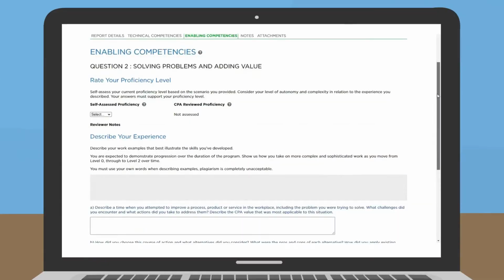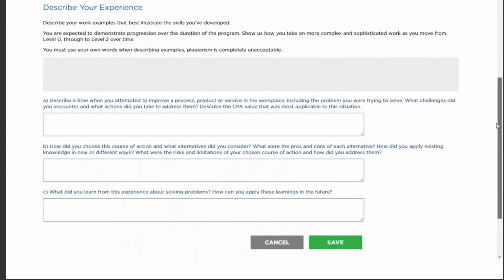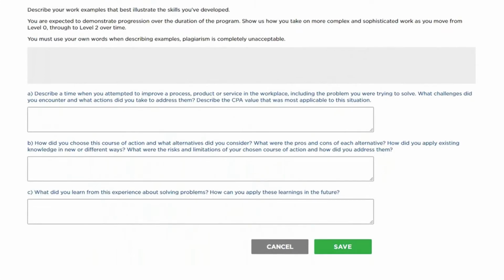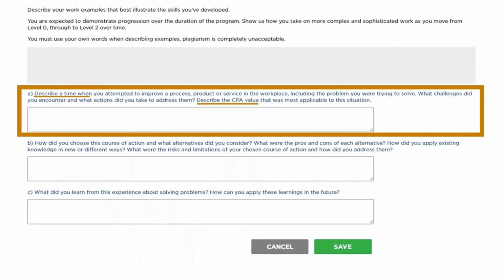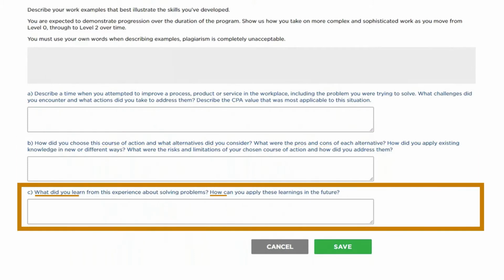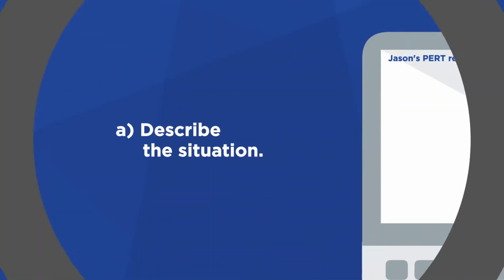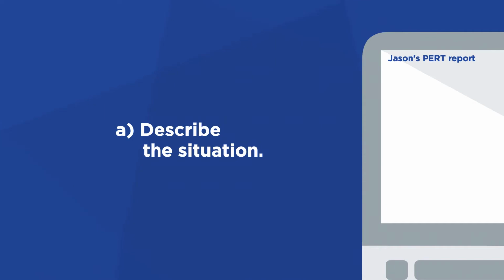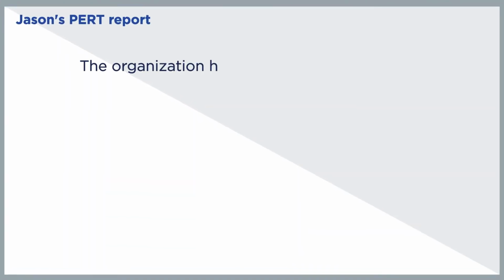Jason answers the questions for this competency, which requires him to A. Describe the situation, B. Describe the course of action taken, and C. Describe what he learned from the experience that he can apply to future situations. In Part A of the question, Jason describes the situation.